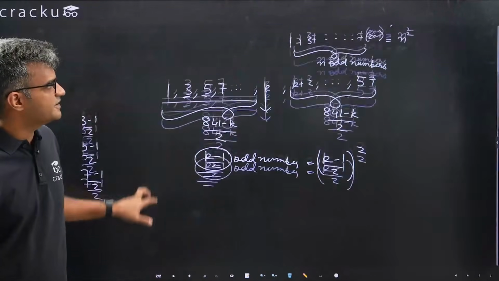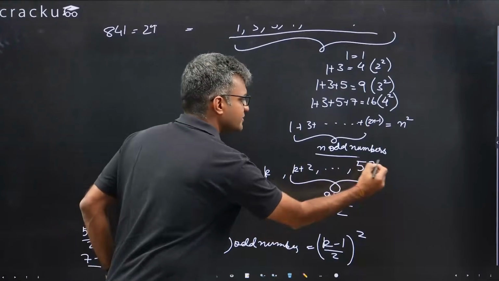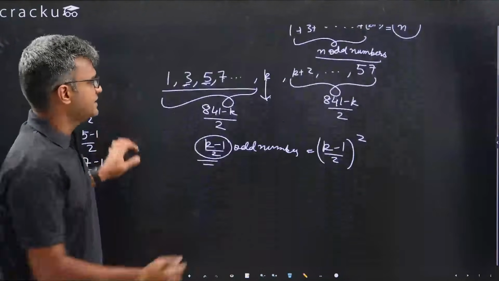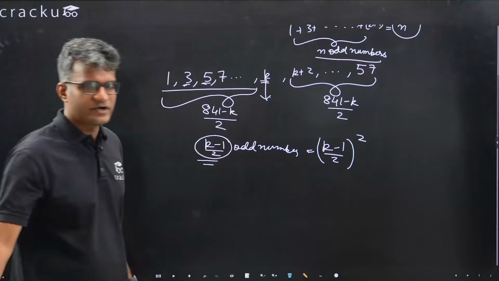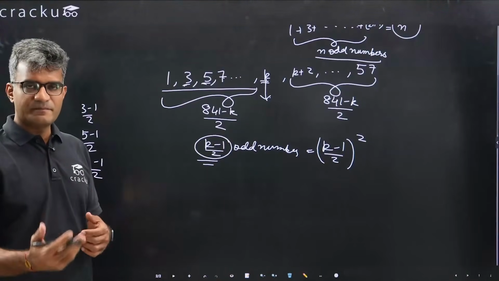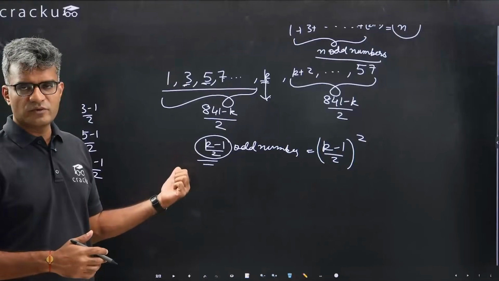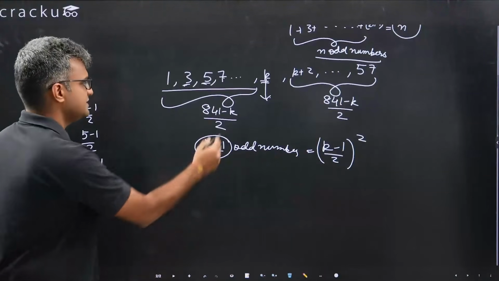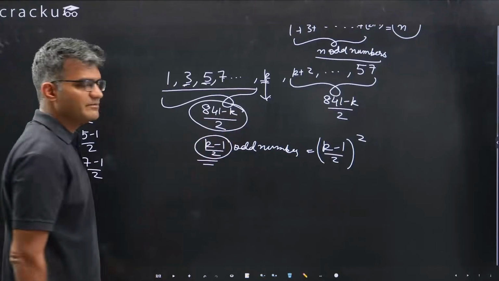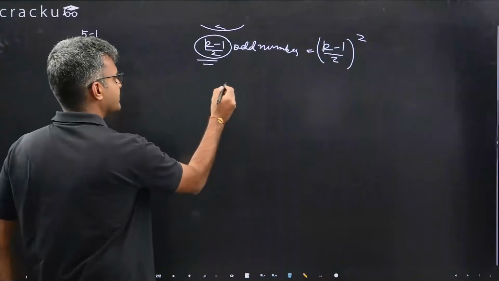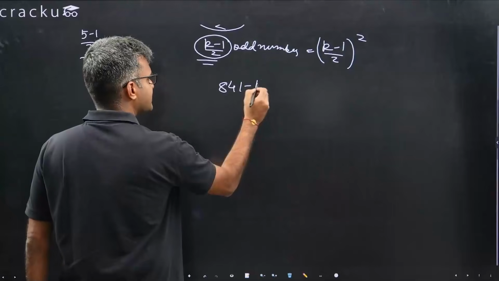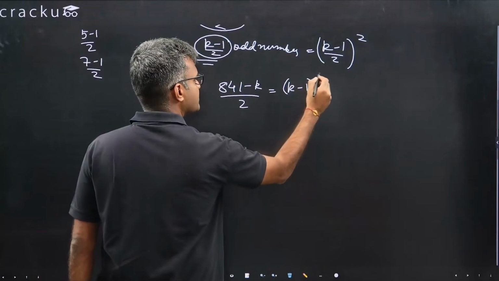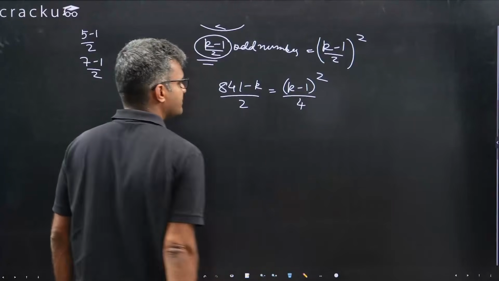Remember what we discussed earlier? The sum of the first n odd numbers is always equal to n square. What we are saying is, if you have k over here and k is an odd number, the number of odd numbers before k is (k minus 1) by 2. And the sum of all of them will be ((k minus 1) by 2) whole square. This has to equal (841 minus k) by 2. So (841 minus k) by 2 is equal to ((k minus 1) by 2) whole square, which is (k minus 1) whole square by 4.